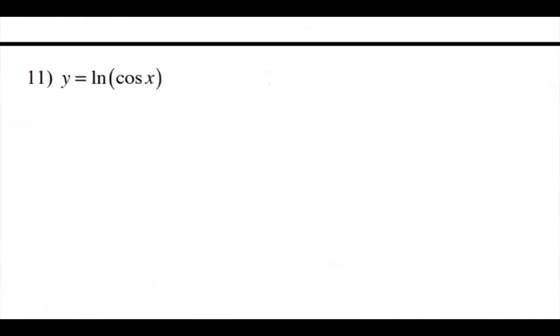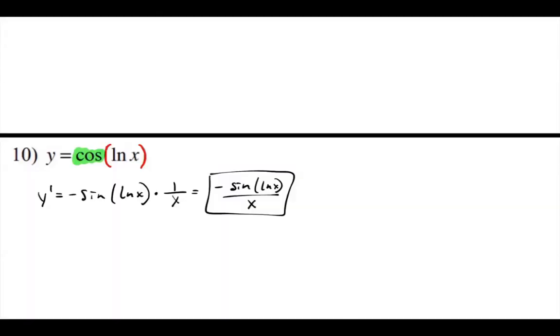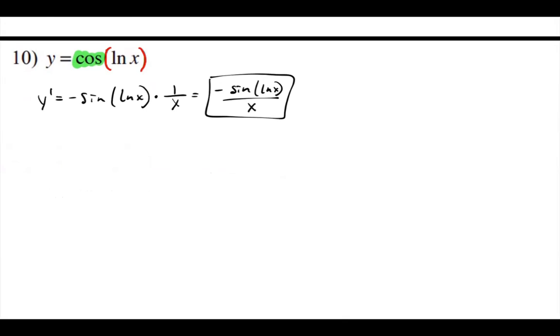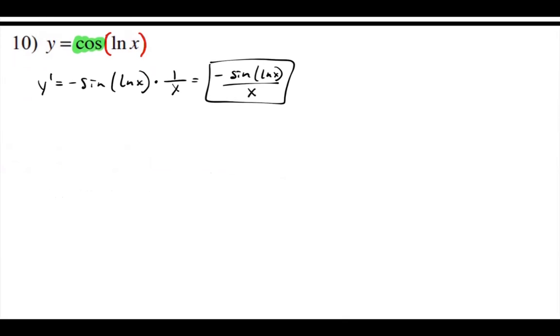Number 11. 10. Oh, okay. I see why you're saying this one's different, because cosine was on the outside. Yeah, this one was different because cosine was on the outside. Natural log of something isn't. So if I have a natural log of anything, natural log of x squared plus 8, that's not a chain rule problem. That's just a natural log derivative problem.